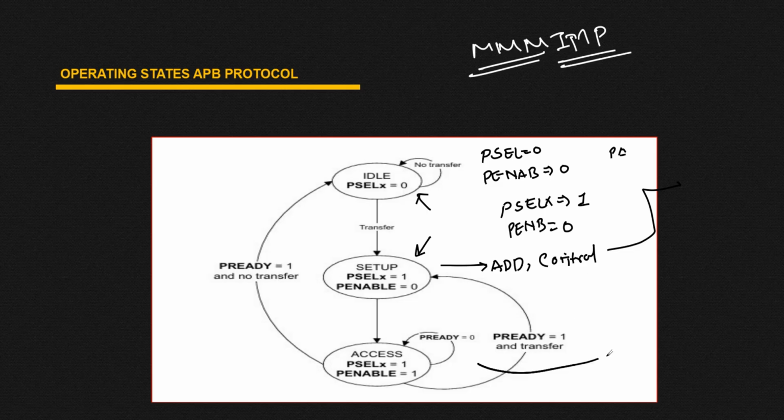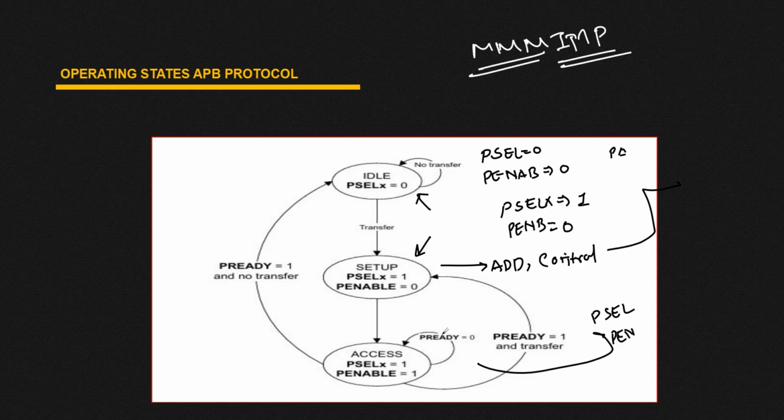So here your PSELECT signal is high, and PENABLE signal is also high. So here you reach the enable phase, or you can say the access phase. In the access phase your PSELECT signal and PENABLE signal both are high, but here you can see some transition. So what is this transition indicating?